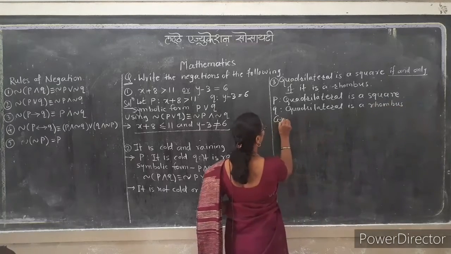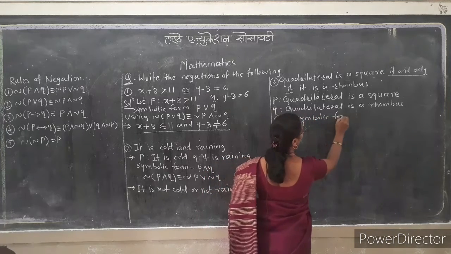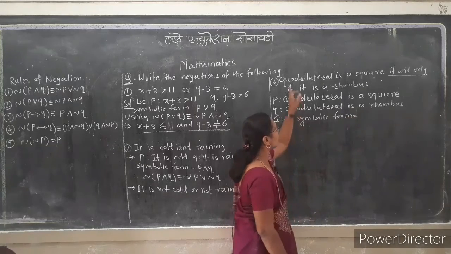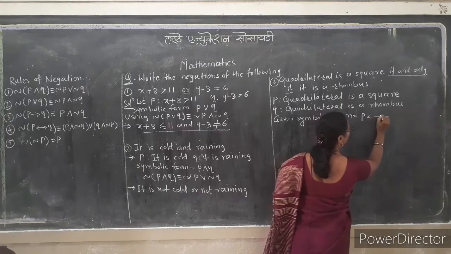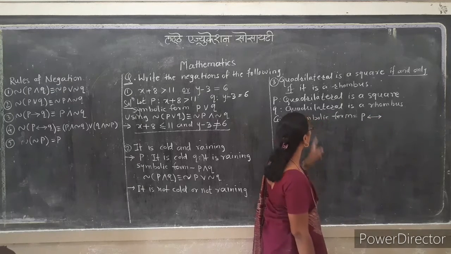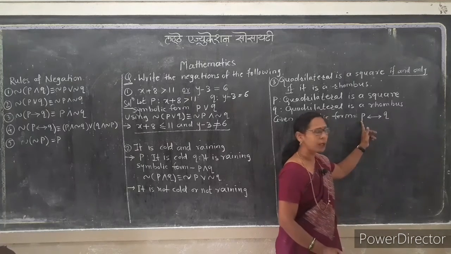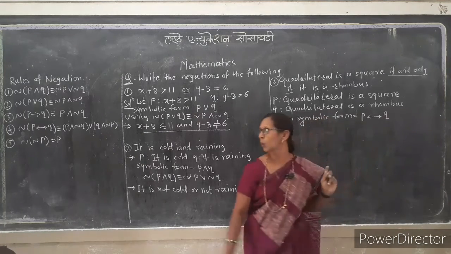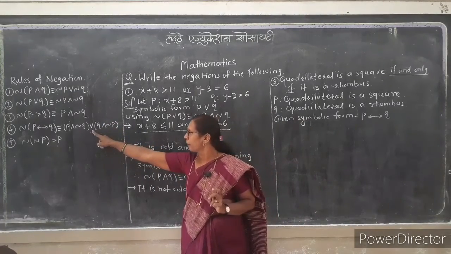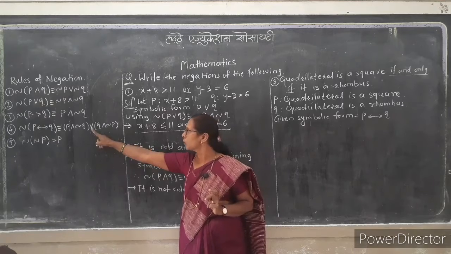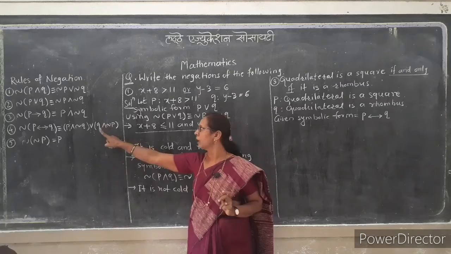Therefore, our given symbolic form is: quadrilateral is a square, P, if and only if, where we use the connective double implication, it is a rhombus, this is statement Q. Therefore, the given symbolic form is P double implication Q. Negation of P double implication Q is P conjunction negation Q, disjunction Q conjunction negation P.